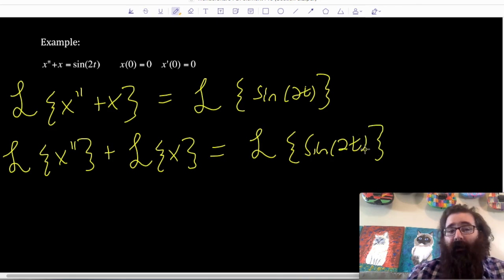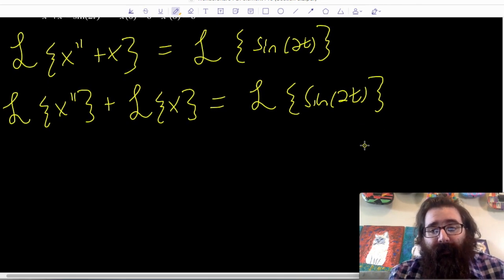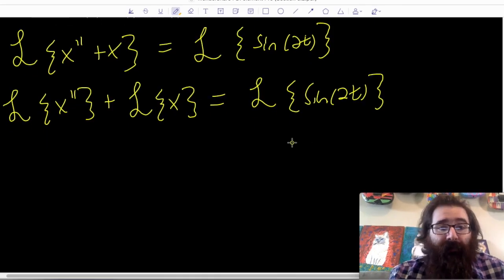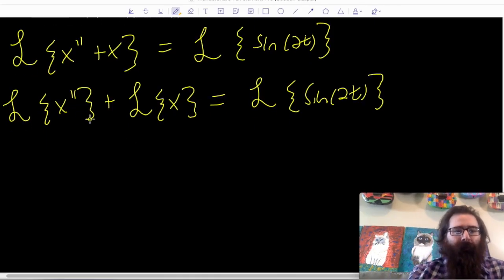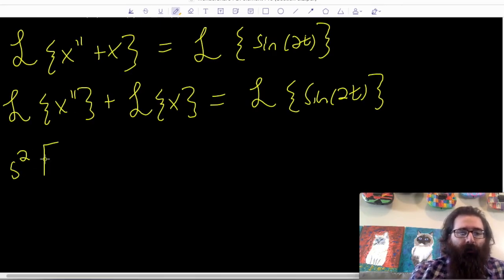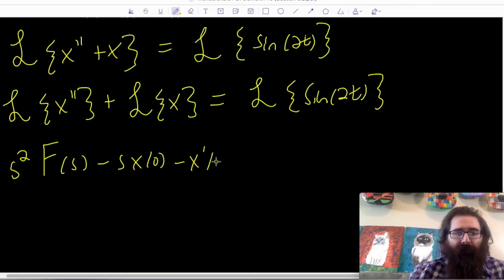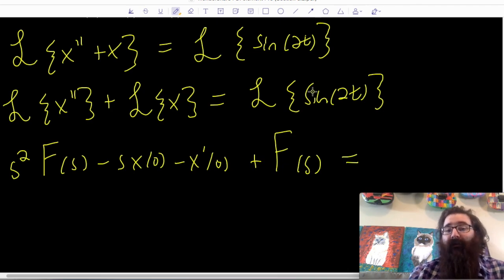That's certainly something we have to talk about. On the left-hand side, I want to use those identities. So hopefully we're starting to remember them. Laplace transformation on x double prime, that's s squared times big F at s minus s times x at 0 minus x prime at 0, and then plus, now there's no x prime, so here the Laplace transformation just applied on x is big F at s equals, now I need the Laplace transformation applied on sine of 2t.